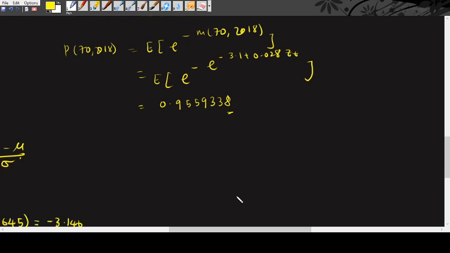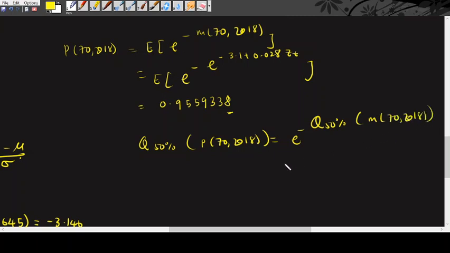So for the next part, where we want to find the Q50%, the 50th percentile, Q50% of P70 2018 is equal to e to the negative Q50% of M70 2018, which is also equal to e to the power of negative e to the power of negative 3.1.